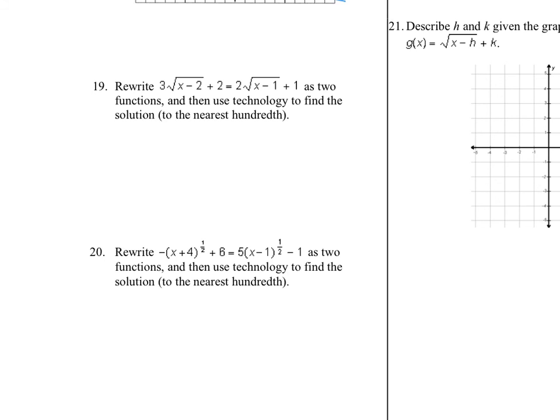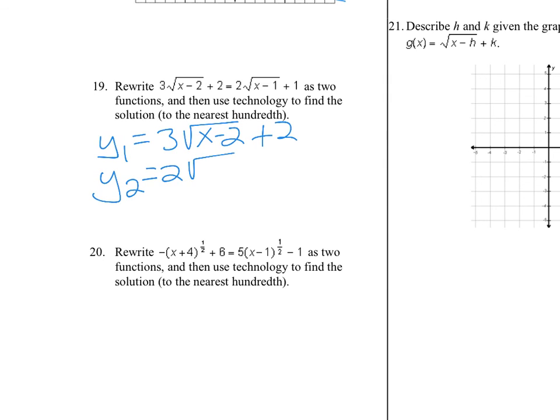This you can put in your calculator. What you're going to do is graph each side. My first equation is 3 square root of x minus 2, plus 2. My second equation is 2 root of x minus 1, plus 1. You graph those and you go find the intersection. If you have your TI-84 calculator, the 83 will work the same.